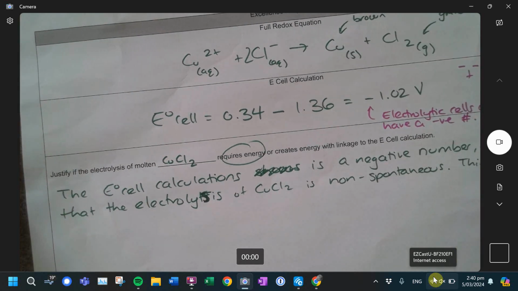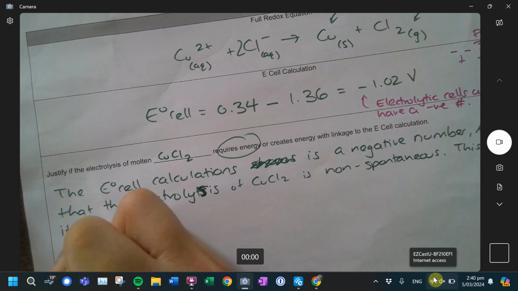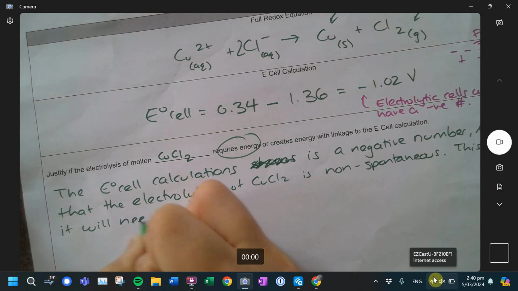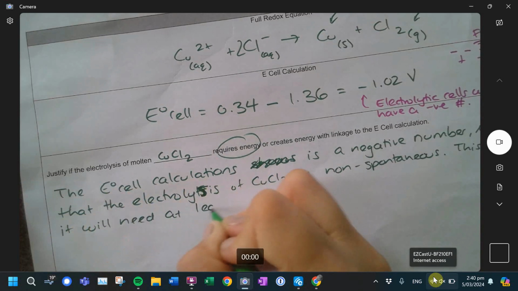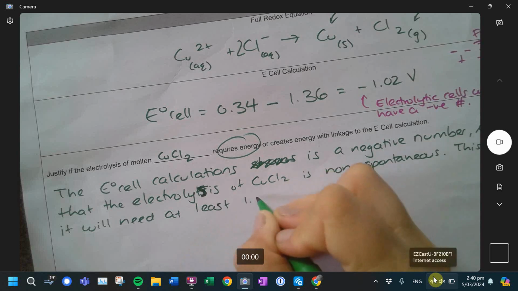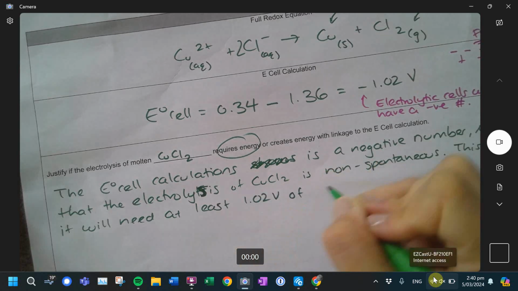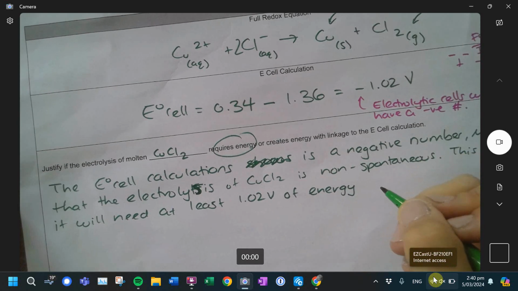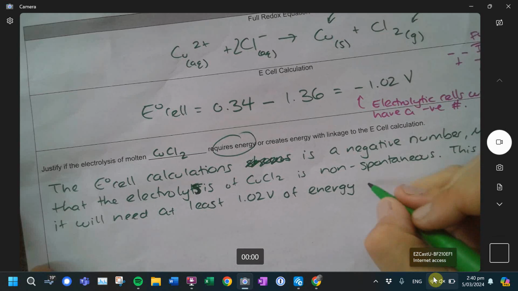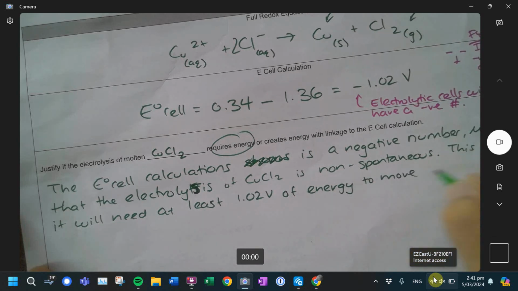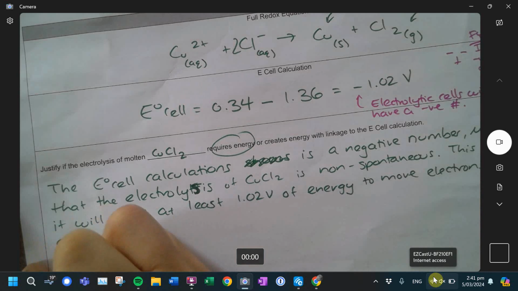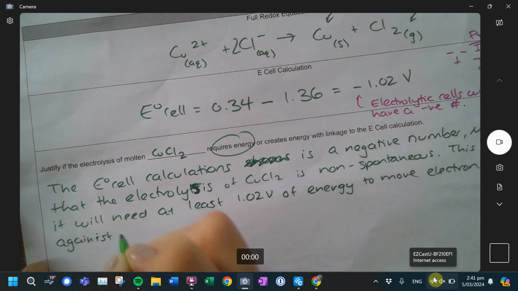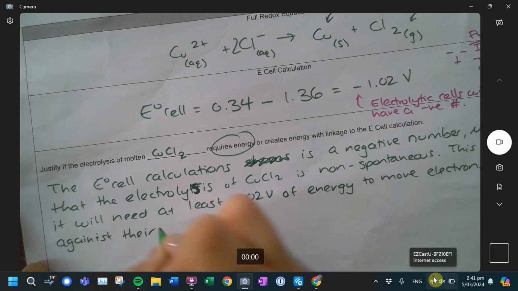This means it will need at least 1.02 volts of energy to move electrons against their natural flow.